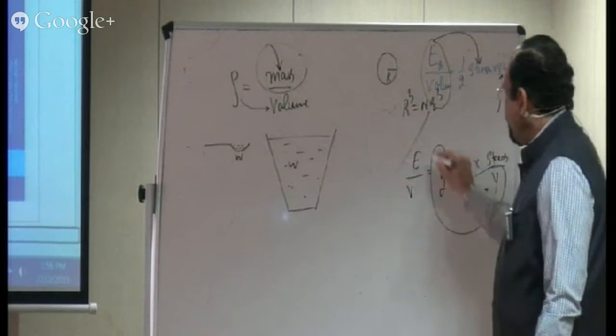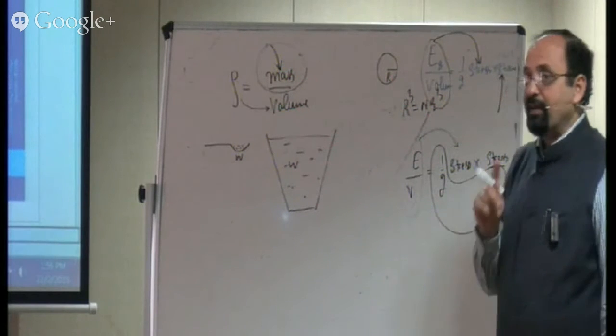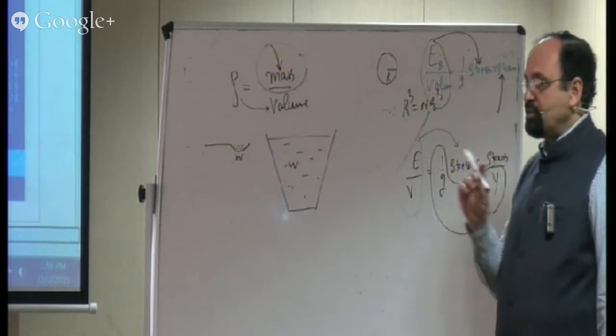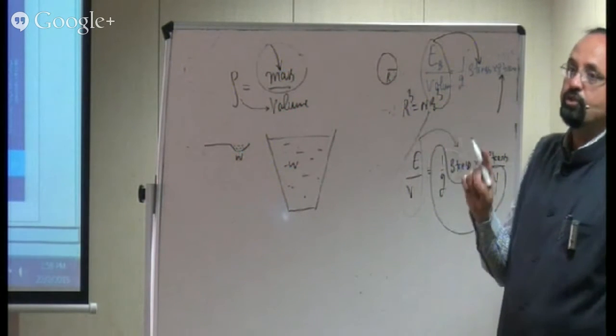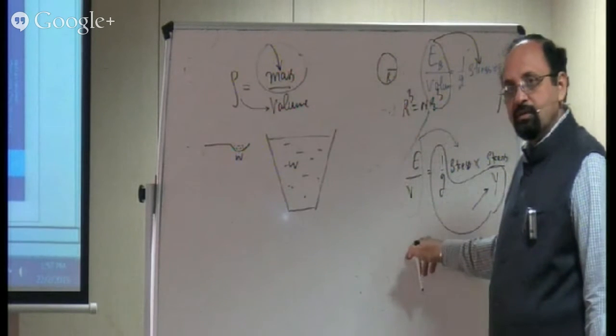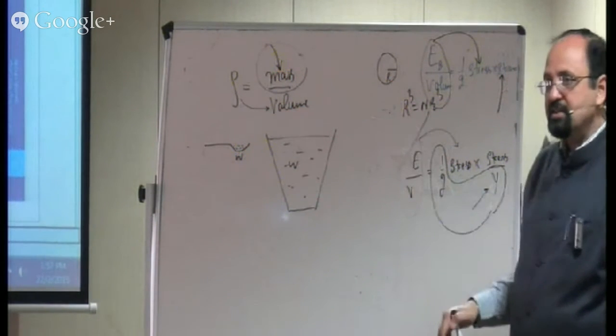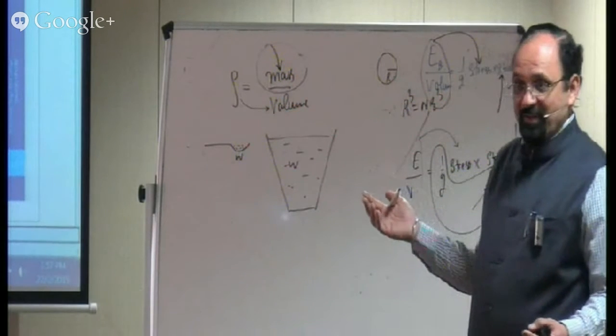That means energy per unit volume is directly proportional to stress square. It means this relation becomes a quadratic relation starting from 0, 0. 0, 0 means when stress is 0, this energy is also 0. So which is your right answer in this case? This answer is B.